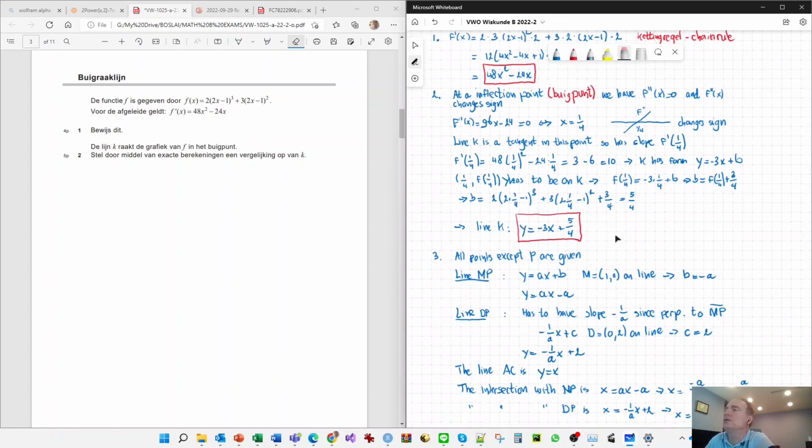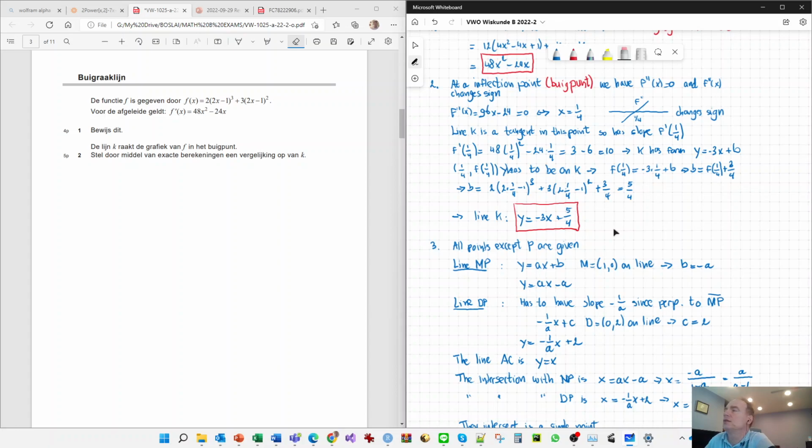In question 2 they state that a line k has a tangential point with f in the inflection point. So from this you can already assume that it has an inflection point. Now we know that at an inflection point, buigpunt in Dutch, we need to have the double derivative to be 0. It's not a sufficient condition, but it's definitely necessary.